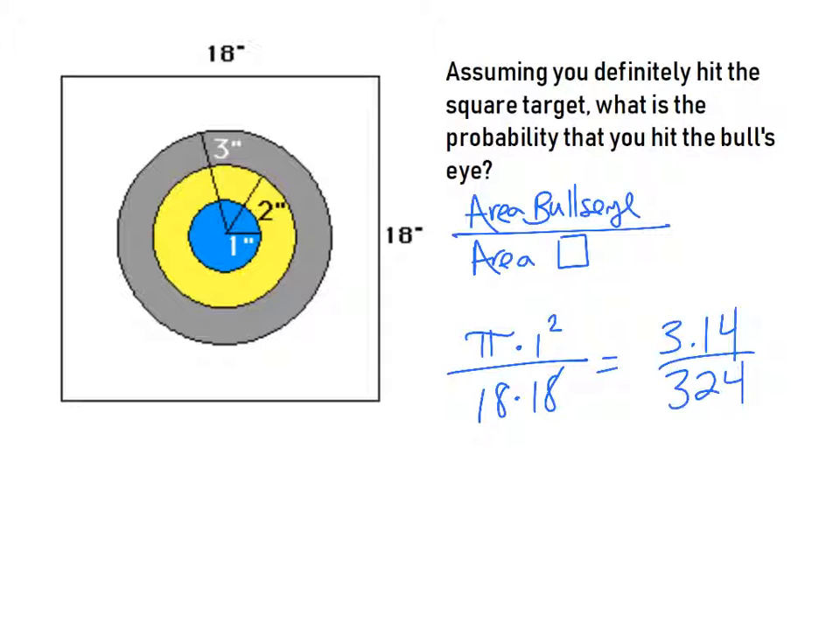I ended up with a 0.0097. If you do that, that's less than 1% chance. If you look at moving your decimal, your answer is the 0.0097. That's your answer. But that's less than 1% chance that you're going to hit that bullseye right there. All right, well, good luck. I hope you're good.